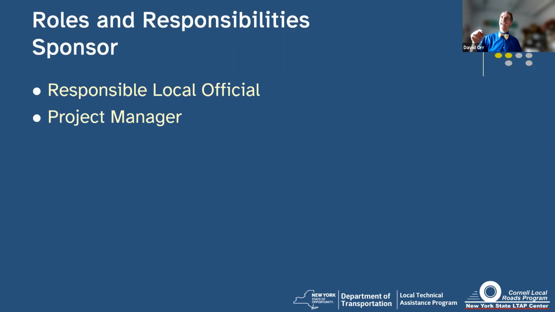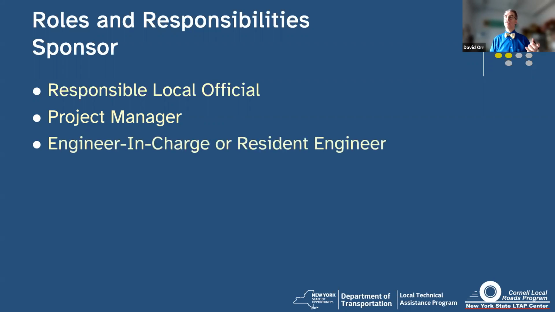There has to be a project manager. The project manager has to be a full-time employee of the sponsor. Okay? There's an engineer in charge or a resident engineer, somebody who's on site watching the work. They're not full-time necessarily. They could be a consultant even, but they're in charge of certain requirements of paperwork. They monitor everything. Okay, they could be staff, they could be a consultant, but they report to the project manager, who is a full-time employee. And then there are inspectors, and there are requirements for how many inspectors depending on the size of the project.